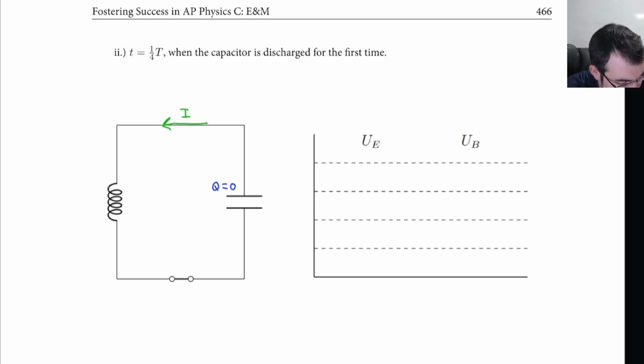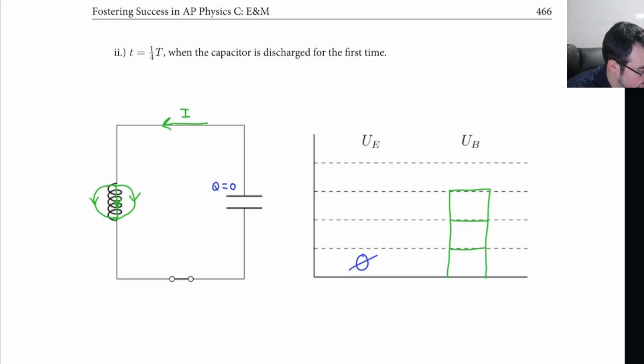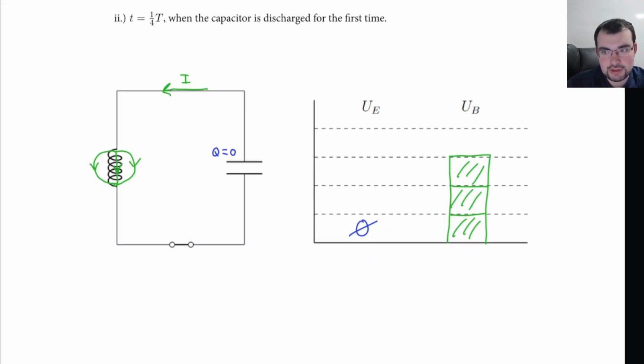And as a result, we're going to have a magnetic field around this inductor. So at this time, none of the energy is in the electric field because the entirety of the energy is in the magnetic field. And again, we're saying there's no losses because there's no resistance.